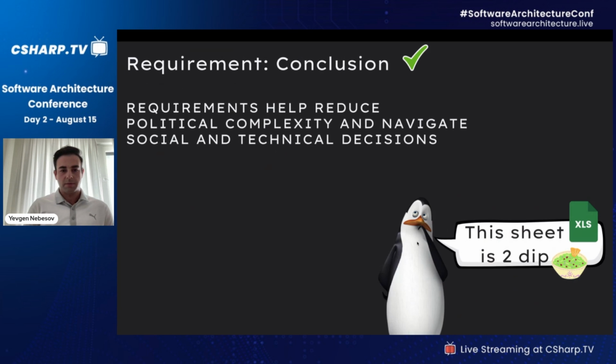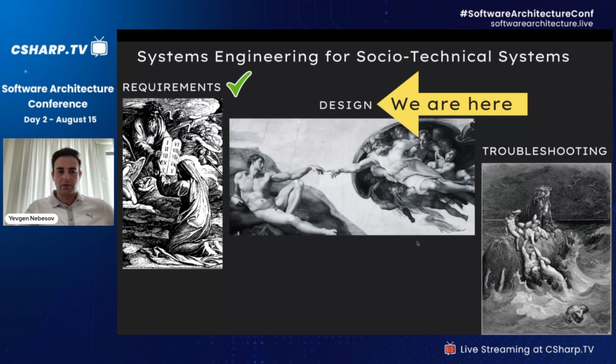So this was about requirements. Basically, requirements have to navigate both social and technical decisions. They also help to reduce complexity and navigate social and technical discussions. They also help to verify the system design against the set of requirements, because if we don't have requirements, we don't know how to verify our socio-technical system. Now, having requirements in place, we can go to the next chapter, which is design.